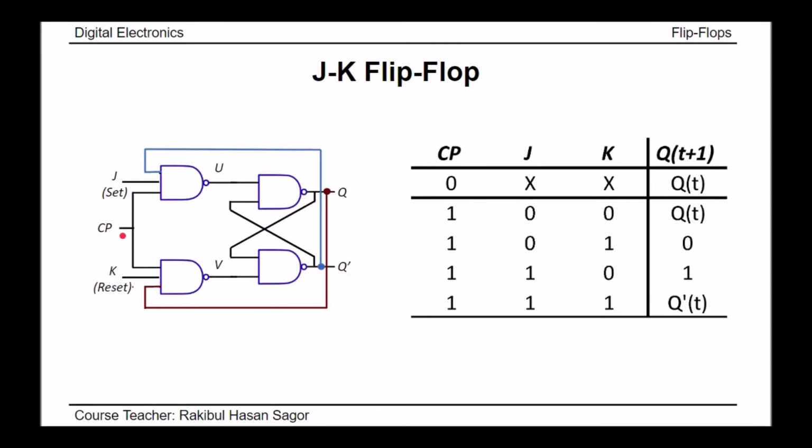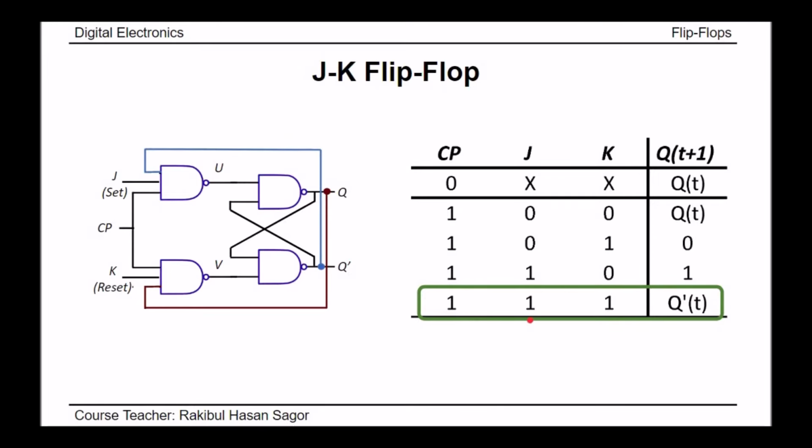But when clock pulse equals 1, remember I am talking about level triggering, because here we are not using a pulse transition detector. So when clock pulse is 1, if we provide J equal to 1, K equal to 1, then it will toggle the previous Q. So this is the case where the problem will occur if it's level triggering.